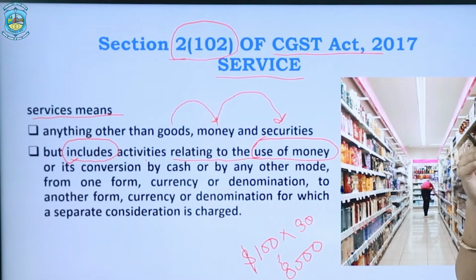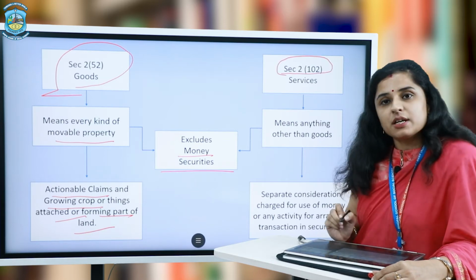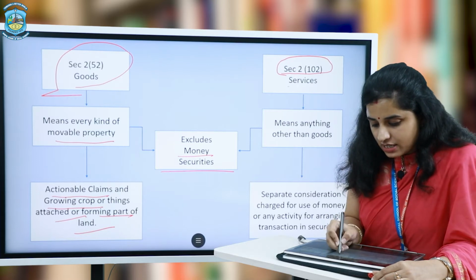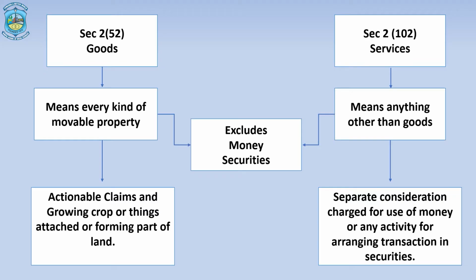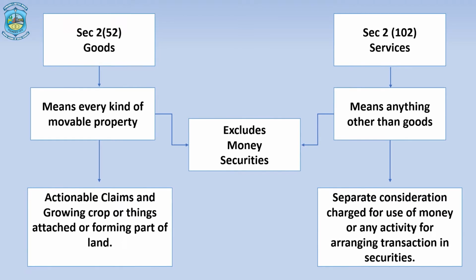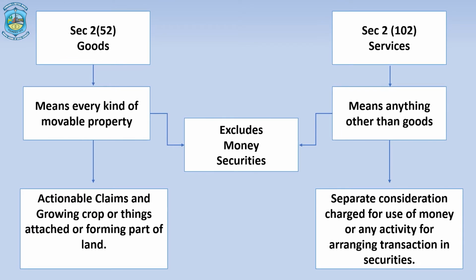Another example can be interest which is paid by us to the banks. When we pay the interest, that is also a consideration which is being charged by the banks. So that is also included in the definition of service. Coming back to the previous slide, section 2 subsection 102 defines services, which means anything other than goods, where a separate consideration has been charged for the use of money or any activity arranging the transactions in securities.